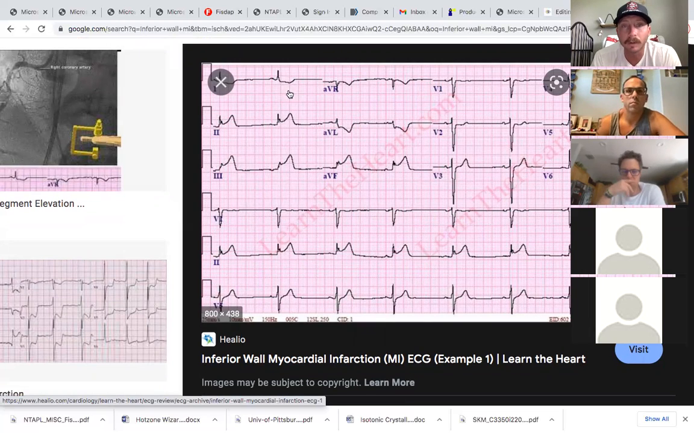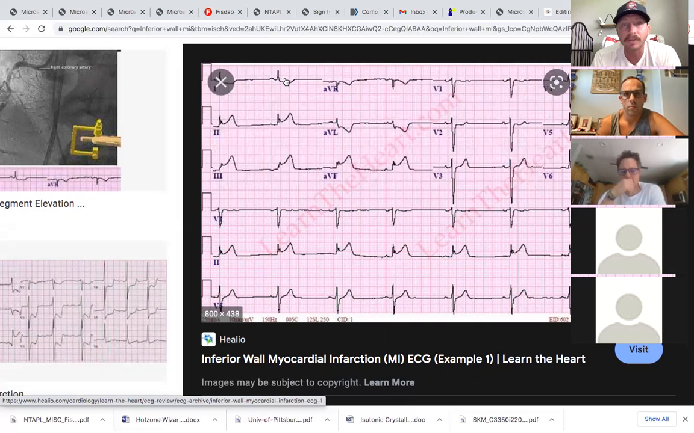findings, and I'll come up to 1 in AVL, and I see an inverted T wave in 1, an inverted T wave with ST segment depression in AVL. So I have ischemic changes in continuous leads, right? And these are my high lateral leads, right?